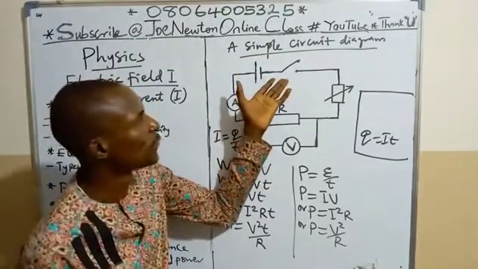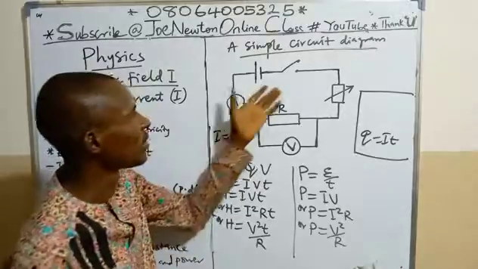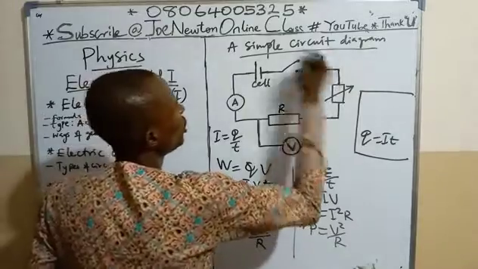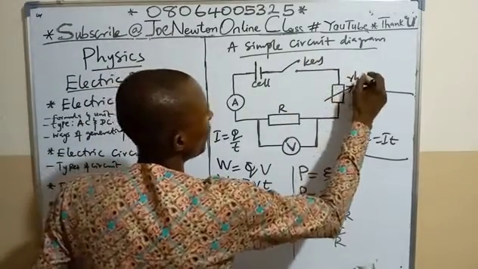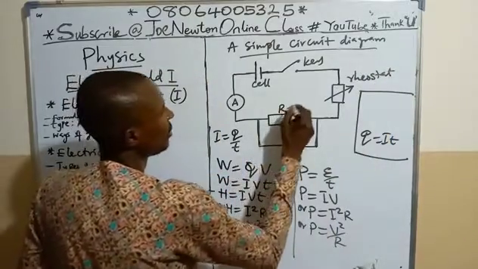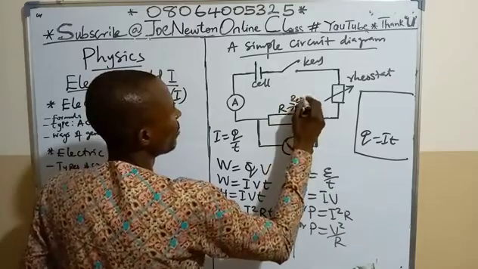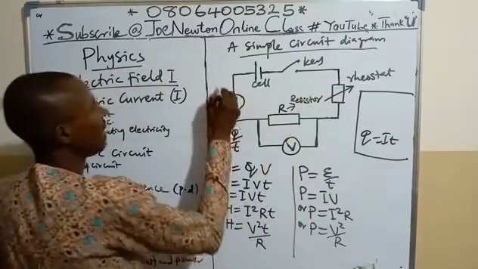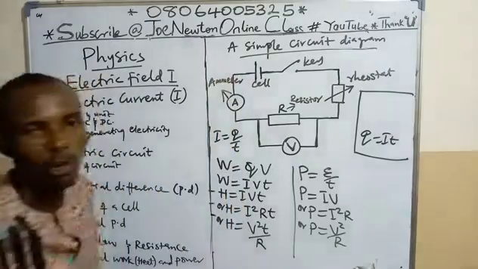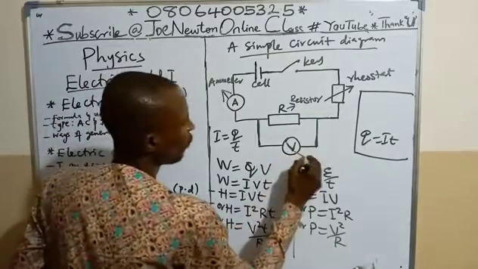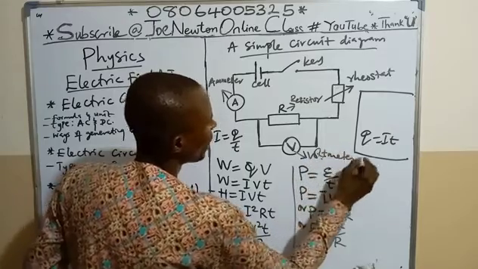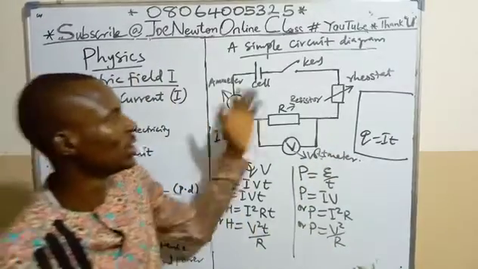So this is a simple circuit diagram. We have complex circuits, but this is a simple circuit diagram, where this is the cell, this is the key or switch, and this is the rheostat, the variable resistor I talked about. Here is the resistor, that's a standard resistor. Then this is the ammeter, used for measuring current. Then here is the voltmeter for measuring the potential difference or the voltage in the circuit.